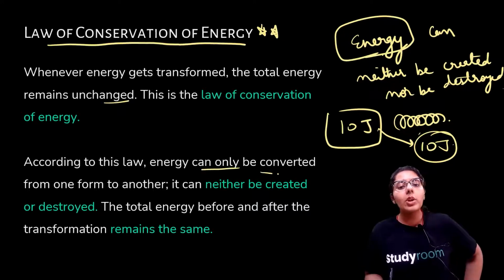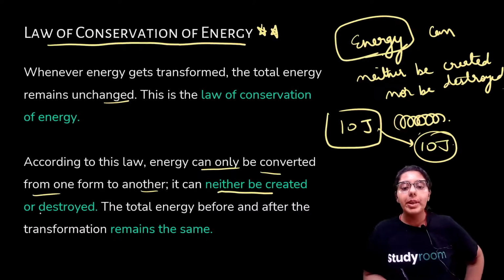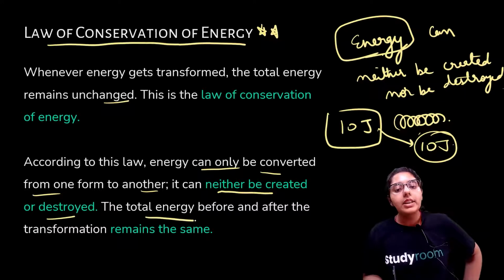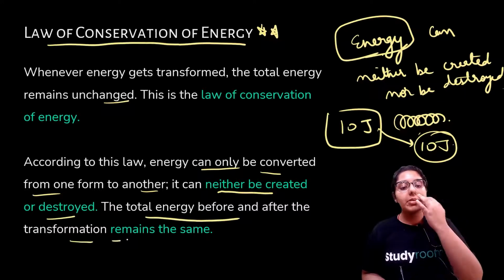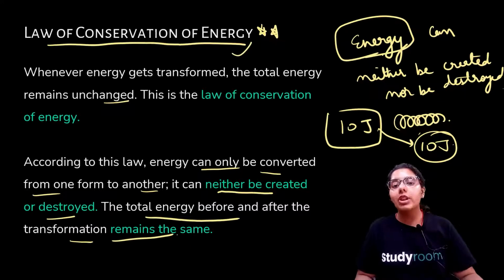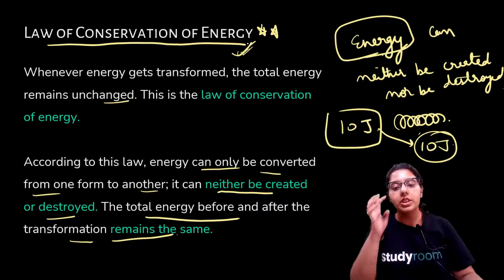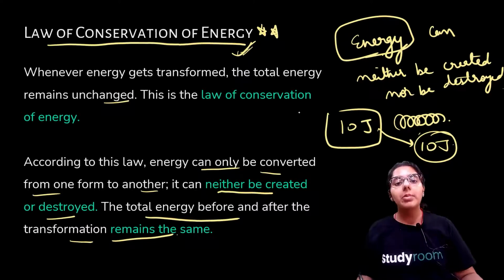So energy can only be converted from one form to another. It can neither be created nor be destroyed. The total energy before and after the transformation remains the same. So it will be very helpful for us to calculate the different forms of energy, because we know that total energy remains conserved.